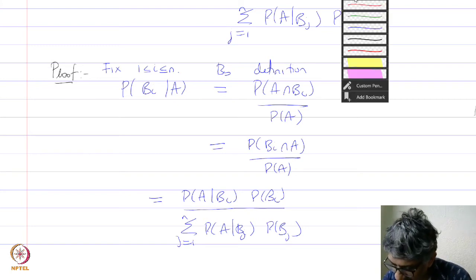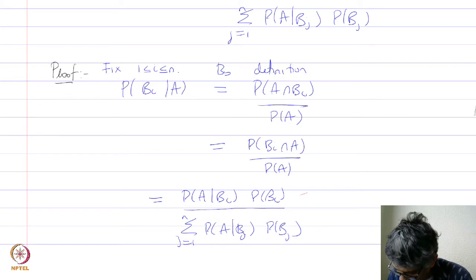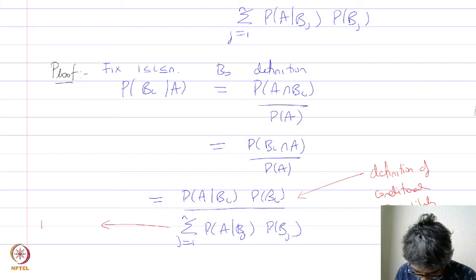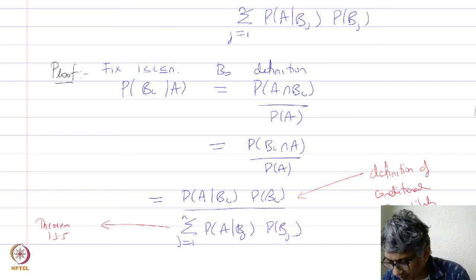So what have we done? We have used two things. In the top part, we have used the definition of conditional probability. And in the bottom part, we've used this theorem. That finishes off the proof. That's the simple proof of Bayes theorem.